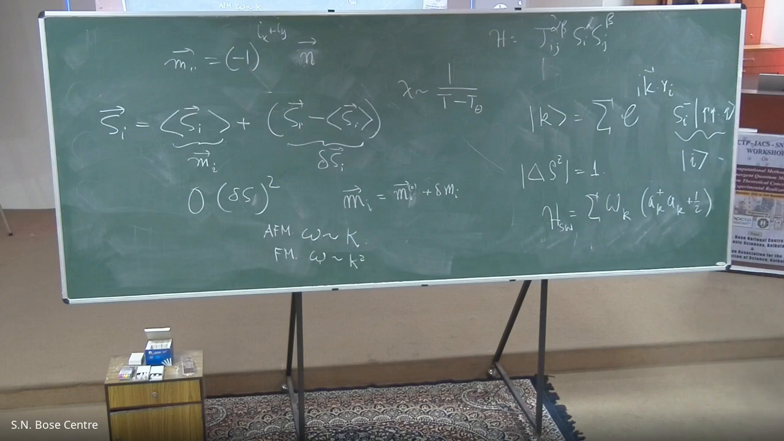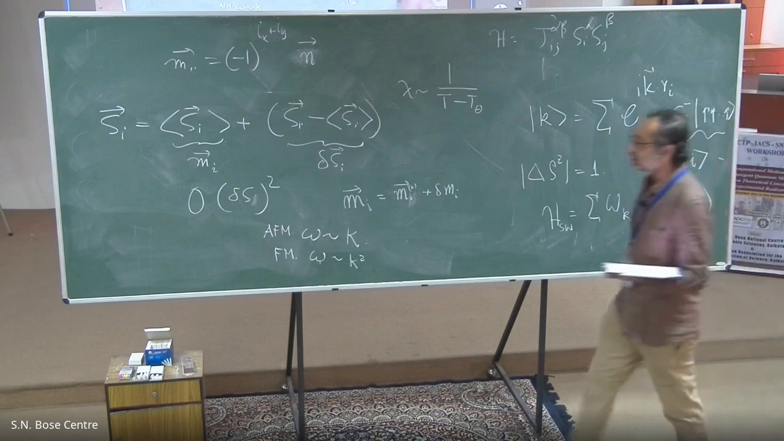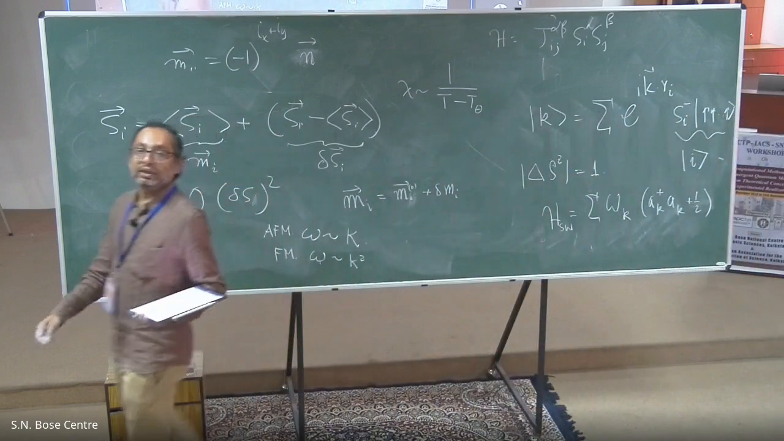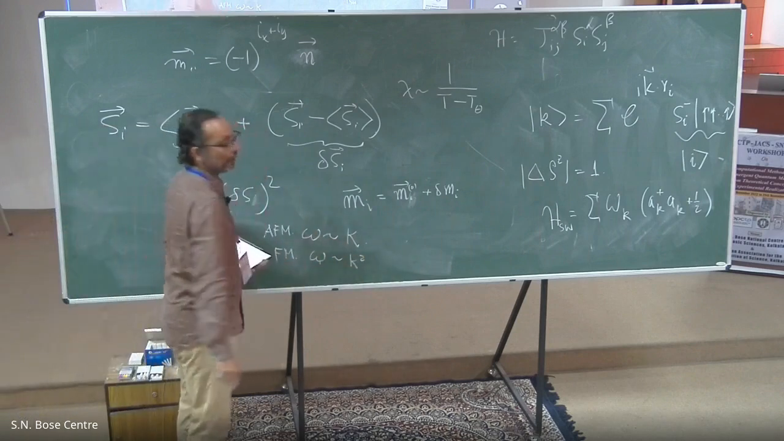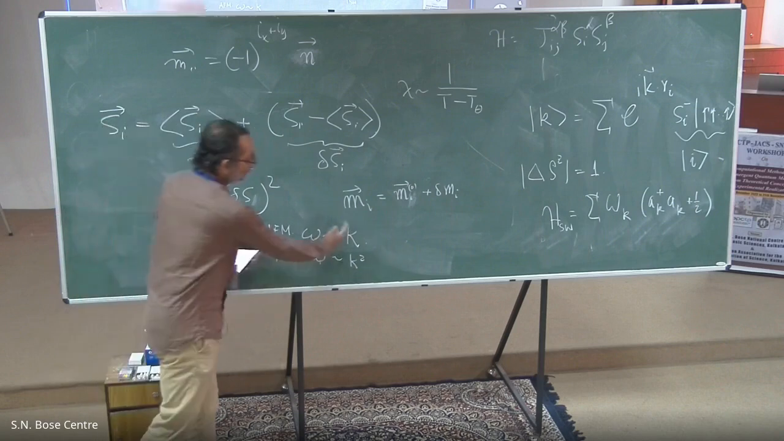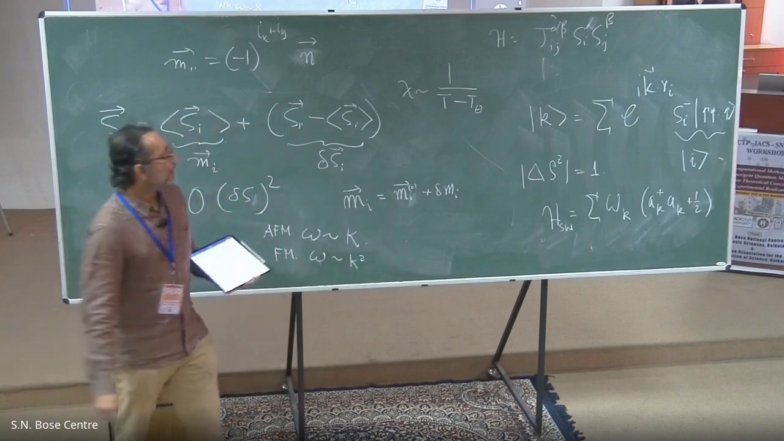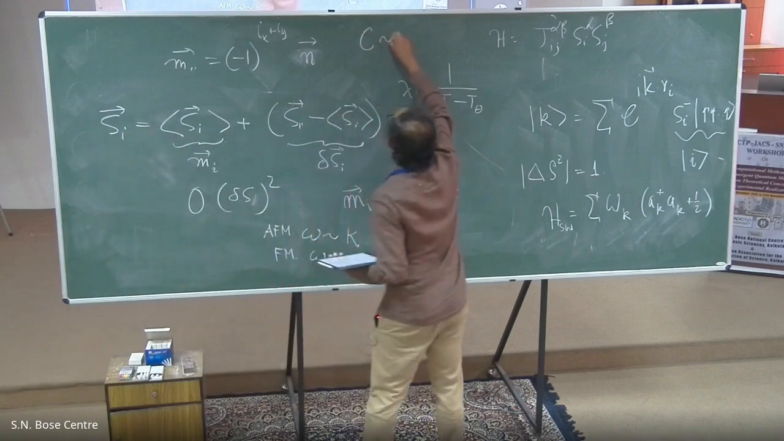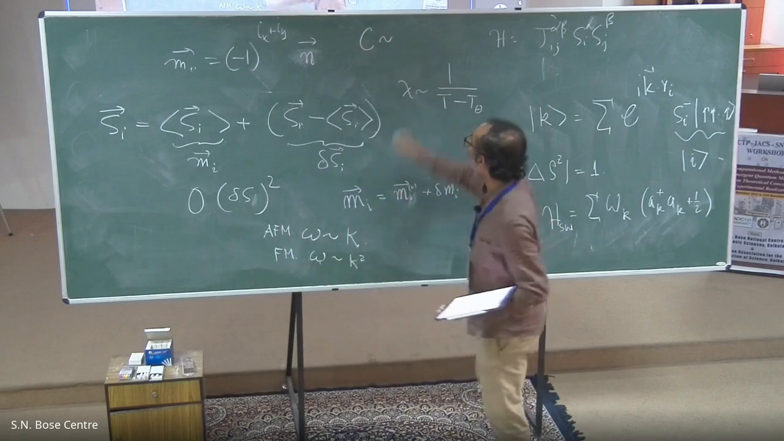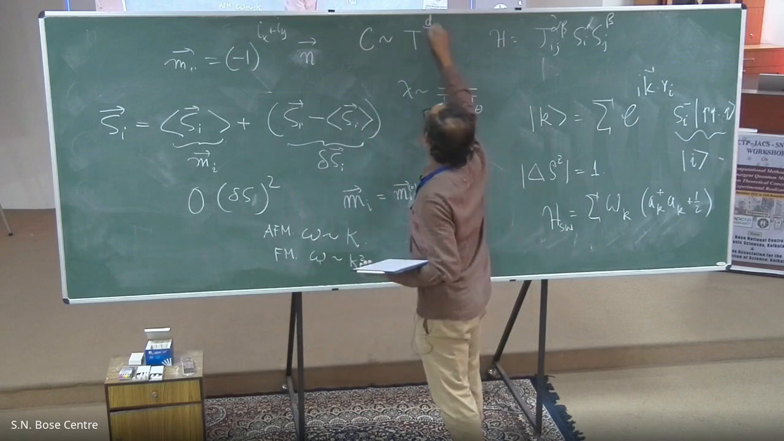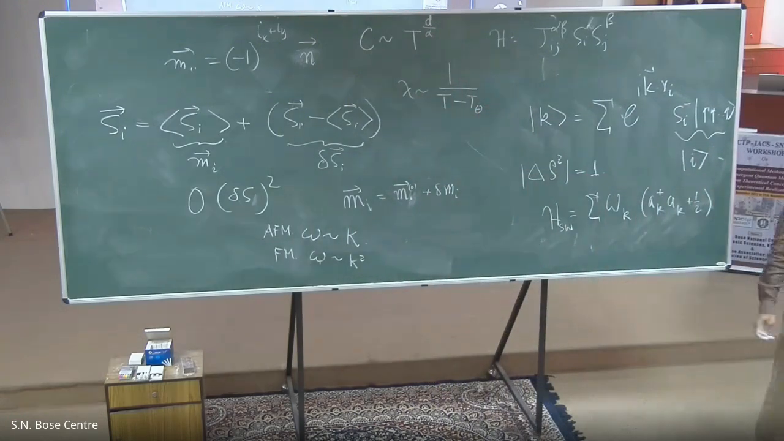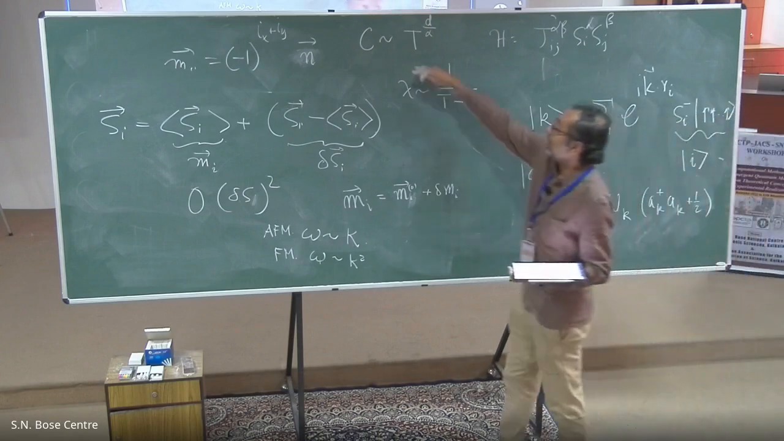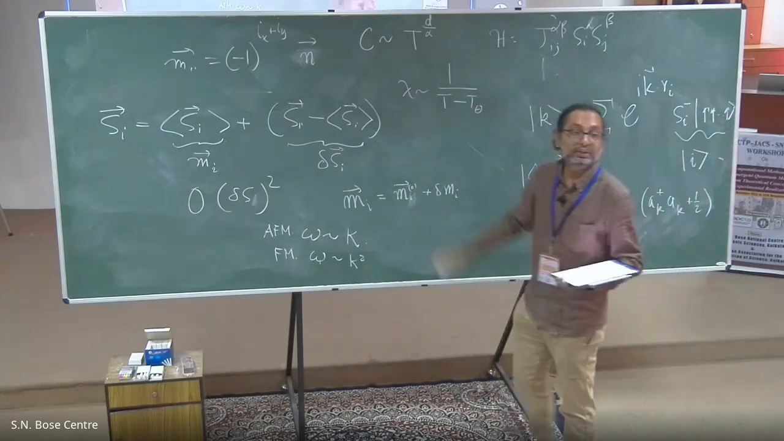And how does it help us in experiments? For example, if you do a specific heat calculation, it depends upon this dispersion. So if this coefficient is alpha, I think you get D by alpha. And you can measure this in thermodynamic experiments on the magnet at low temperatures.